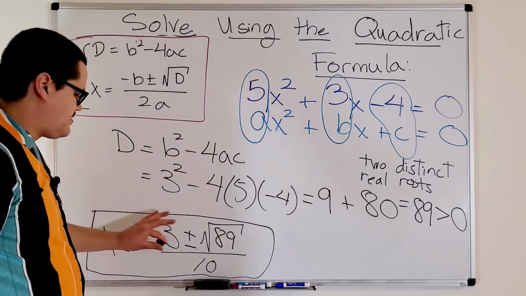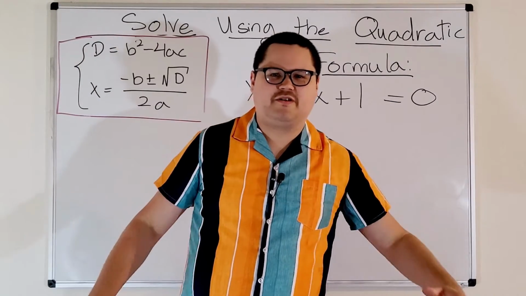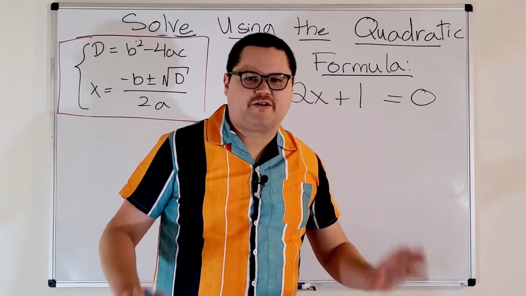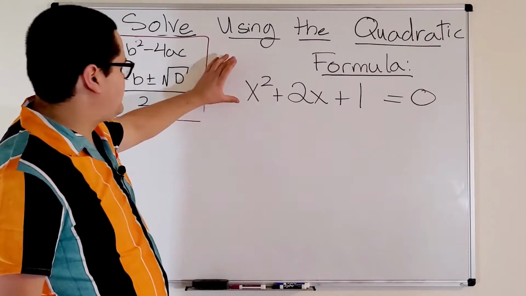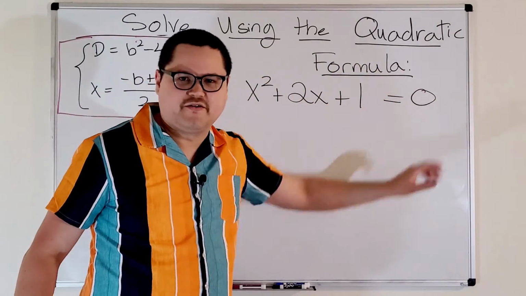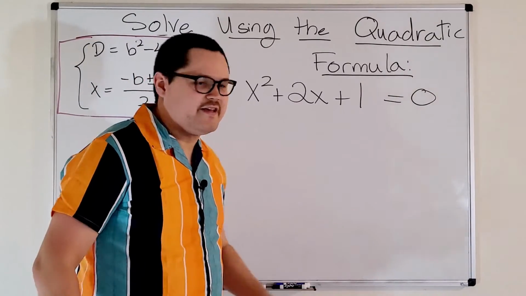And these are the two distinct real roots that we mentioned earlier. Let's do another example of using the quadratic formula to solve a quadratic equation. So let's suppose we want to solve x squared plus 2x plus 1 equals 0. First, we need to identify a, b, and c.